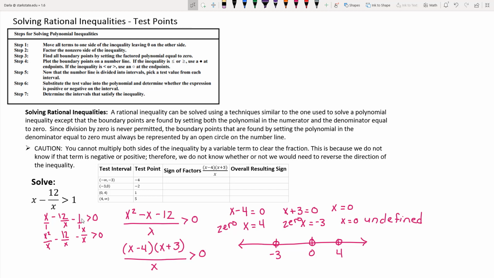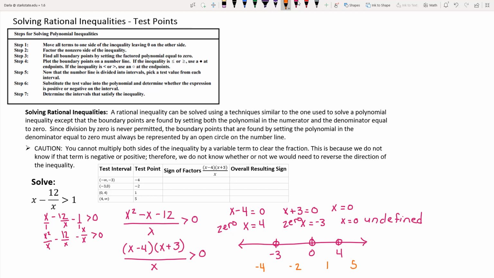So you can see that there are 4 intervals here, from negative infinity to negative 3, from negative 3 to 0, from 0 to 4, and from 4 to infinity. So then what I would do is pick a test point within each interval. So anything to the left of negative 3 would be maybe negative 4. Between negative 3 and 0, you could pick like negative 2. Between 0 and 4, maybe pick 1. And then 4 to infinity, you could pick 5.